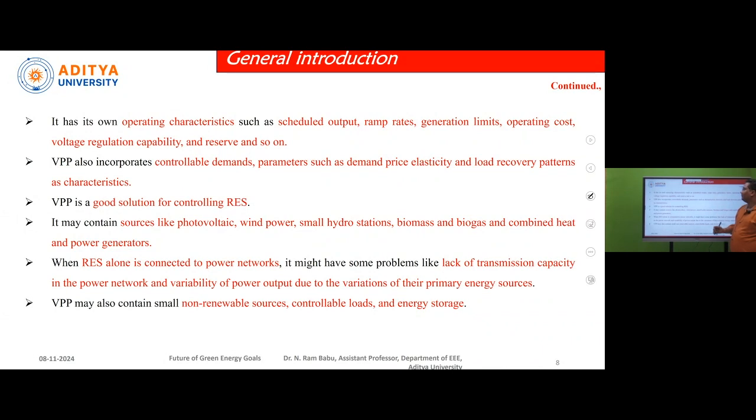Apart from that, the virtual power plant has some characteristics of its own. First one is scheduled outputs. That means we can tune the systems in such a way that the output of the generating station or the output of the loads can be scheduled. And also the ramp rates. That means sudden disturbances or a sudden rise in peaks, where the load consumption rises suddenly, we can bring to a stable condition with the help of virtual power plants.